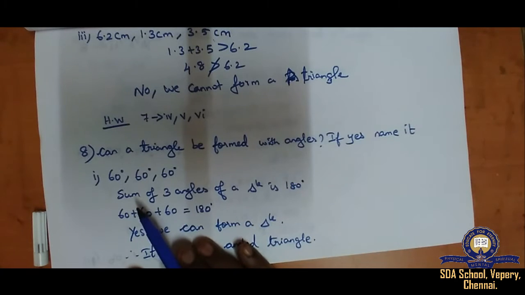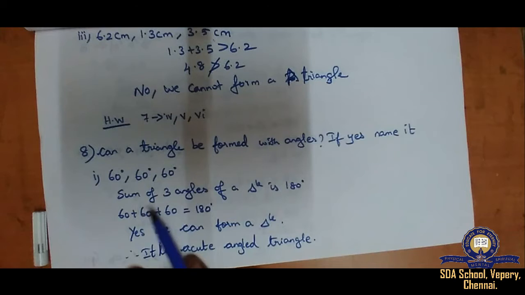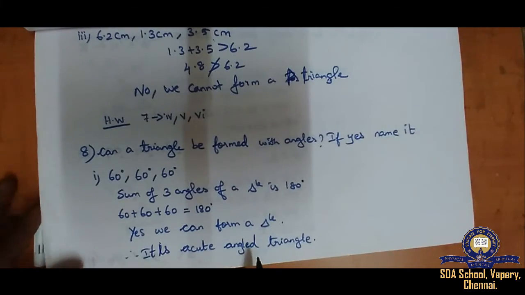Already we know that if a triangle can be formed, the sum should be equal to 180 degrees. The sum of the 3 angles of a triangle is 180 degrees. So if you add, it is 180 degrees. Yes, we can form a triangle. If each angle is less than 90 degrees, it is an acute angled triangle. That's all.